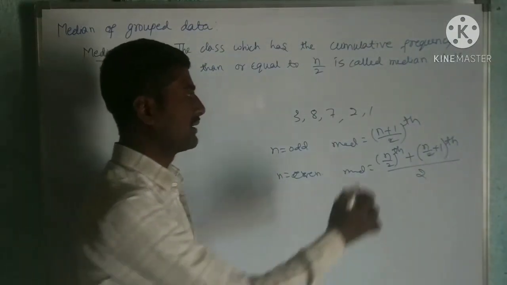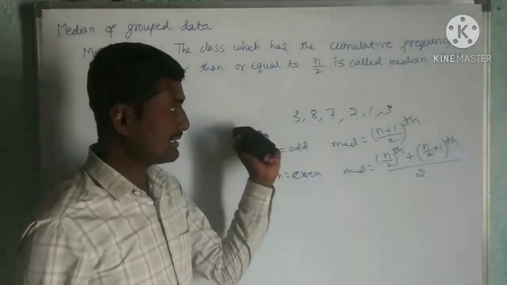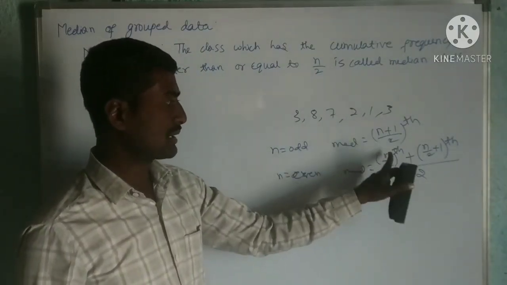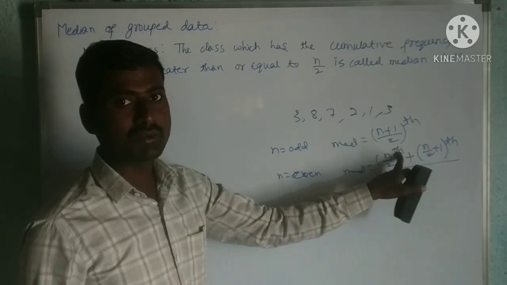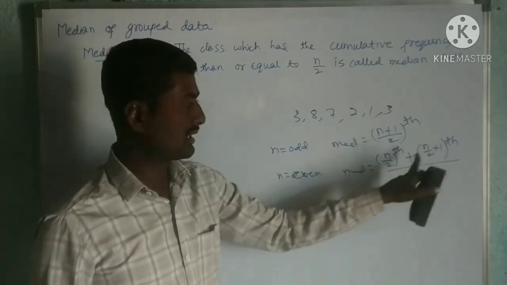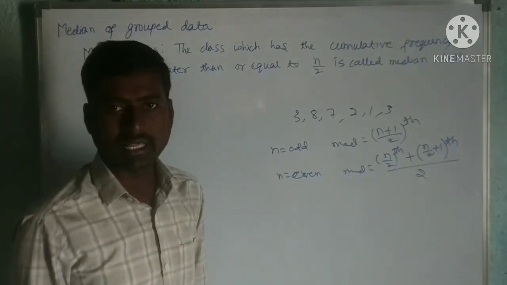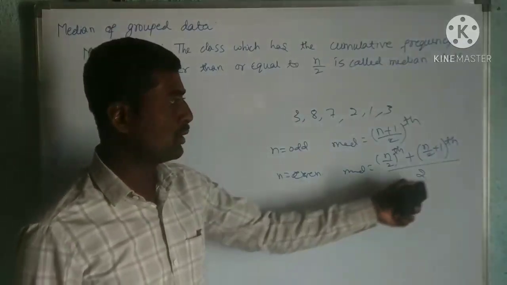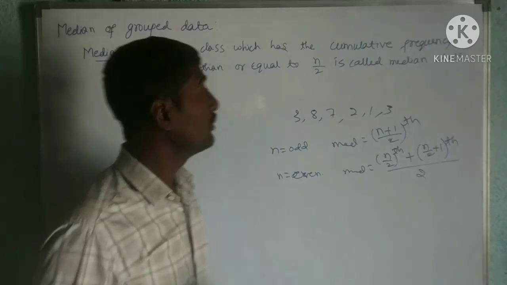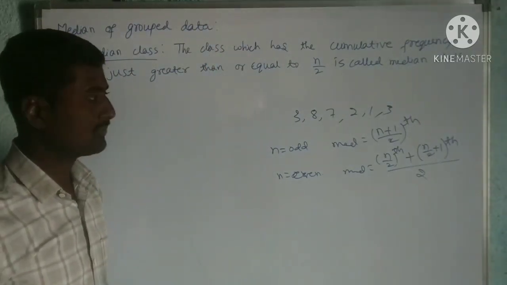If n is even, I'll take one more observation, so n is 6. First we have to arrange it in ascending order. Now n by 2, 6 by 2, is the third observation, plus the fourth observation, divided by 2, then you'll get the median. This is all about ungrouped data. Now we have to discuss grouped data.